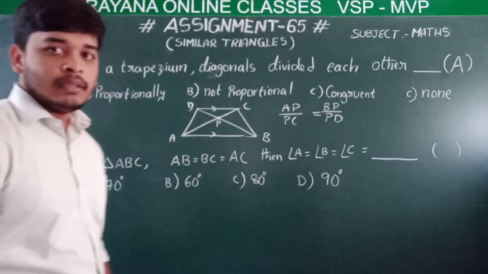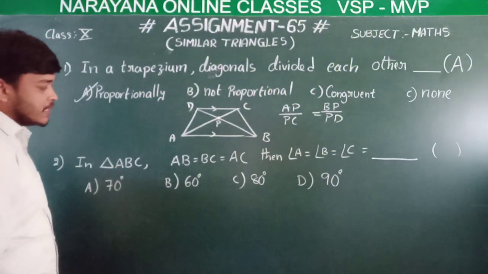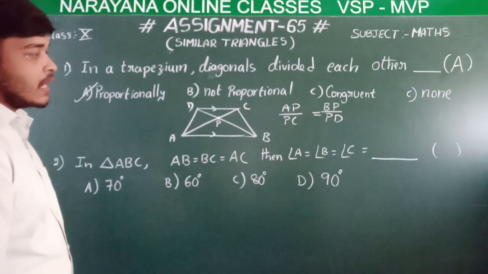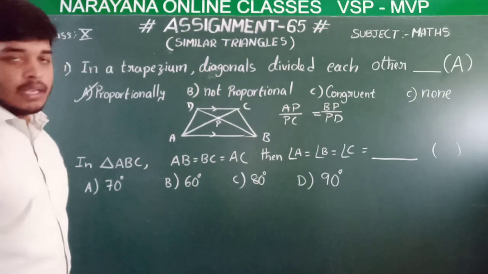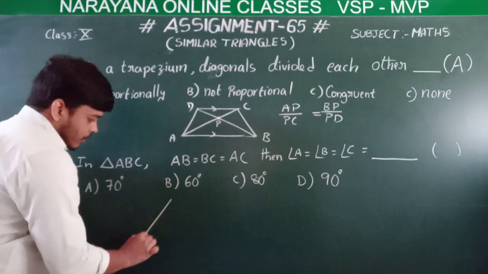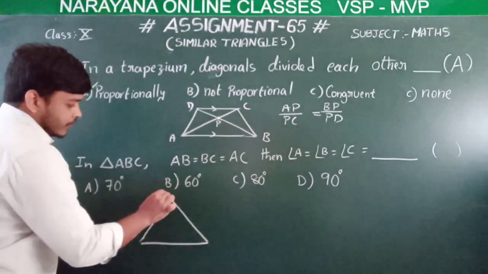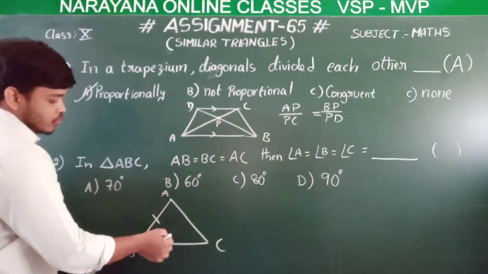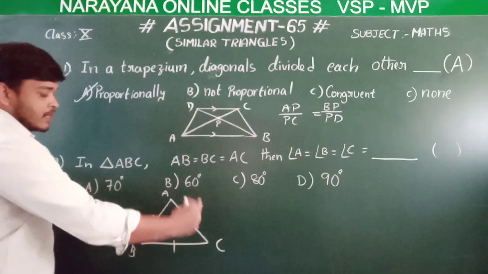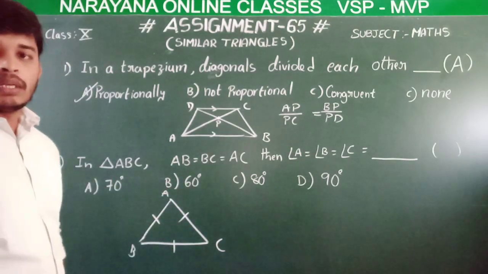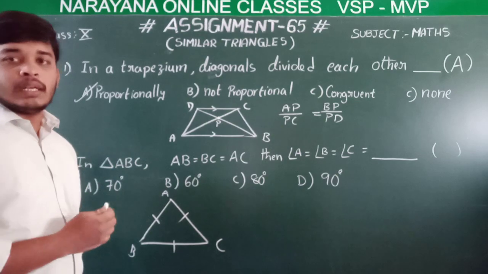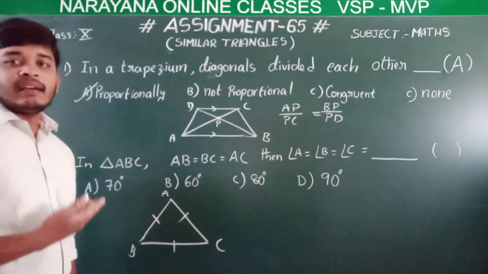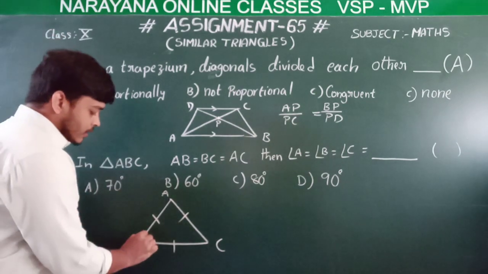Now coming to the next one. In triangle ABC, AB is equals to BC is equals to AC. Then angle A is equals to angle B is equals to angle C is how much, he is asking. AB is equals to BC and BC is equals to AC, it means all the sides of a triangle are equal. If all the sides of a triangle are equal, it is an equilateral triangle. In the equilateral triangle, all the angles are also equal.